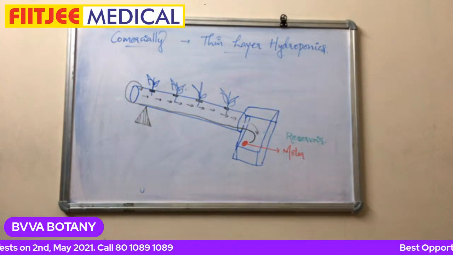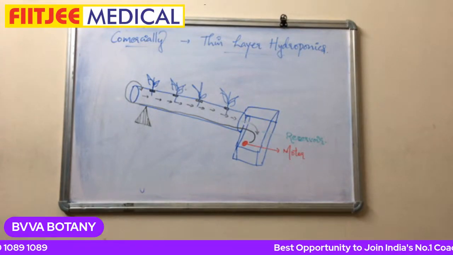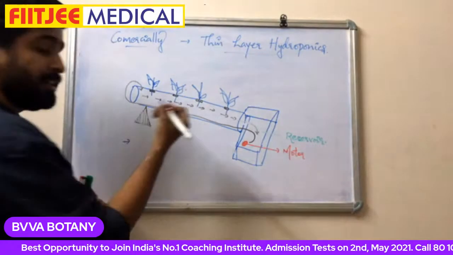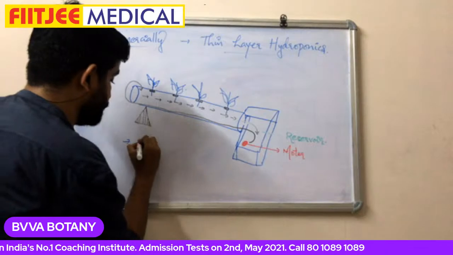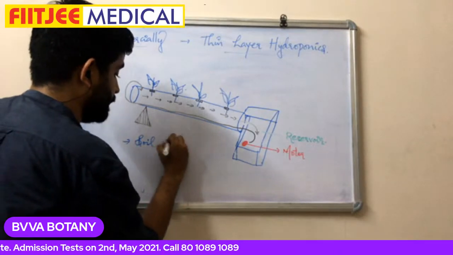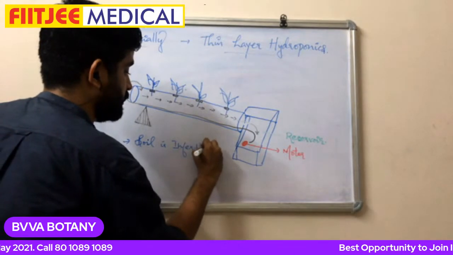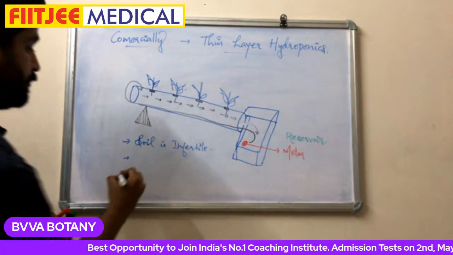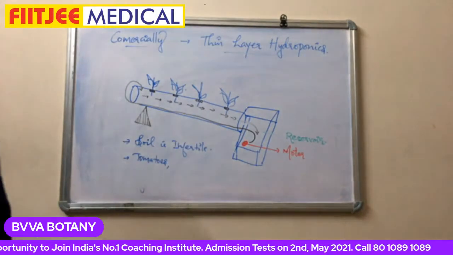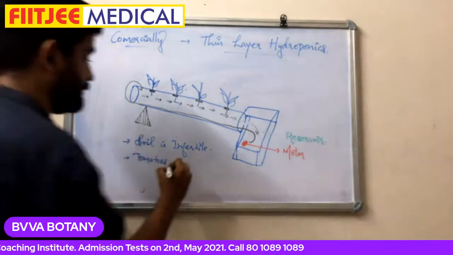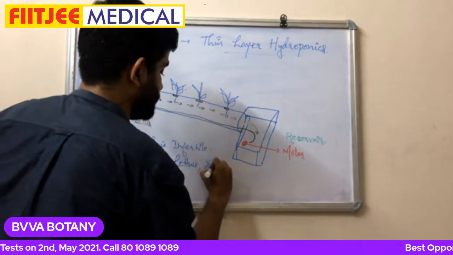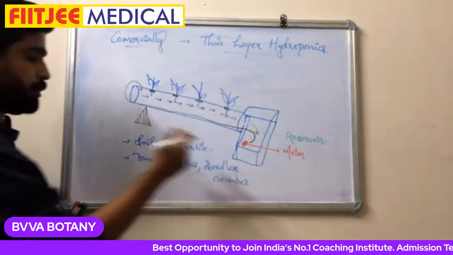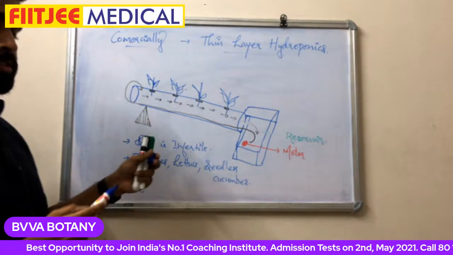Now this type of thin layer hydroponics is usually used where the soil is infertile, lacking nutrients, and it's used in the commercial production of tomatoes, cucumbers, lettuce, seedless cucumber, etc. So this was once a question also. This hydroponics is used for that. So this was one option.